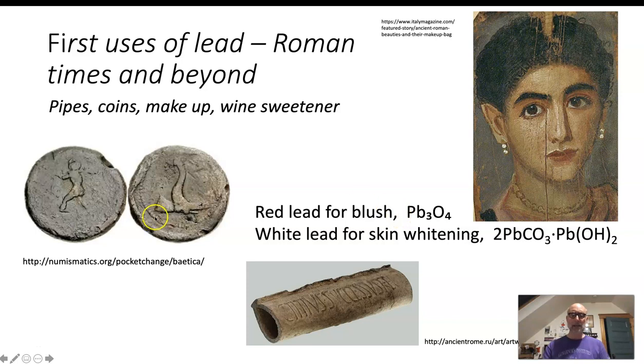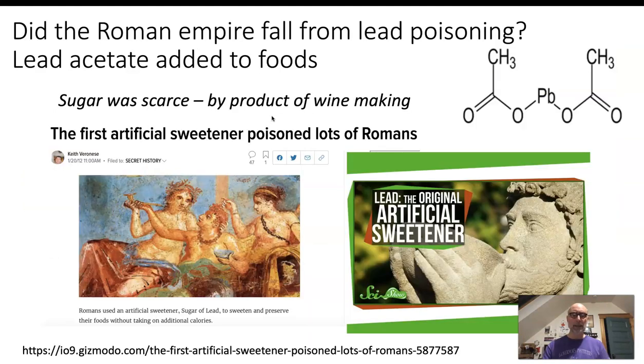So the Romans used a lot of lead in their coins, in their pipes, in their makeup, but they also used it as a sweetener in their wine, partially intentionally and partially because of the way they processed their grapes. And so one of the questions that historians have asked is, did the Roman Empire really fall from lead poisoning? The hypothesis there is that something called lead acetate was added to foods. And it turns out that lead acetate is really sweet. Sugar in those days was scarce. Natural sweeteners were scarce. And the lead acetate was a byproduct of making wine in lead vessels, especially heated wine and wine that had soured or gone to vinegar.